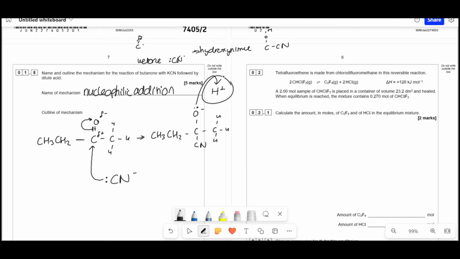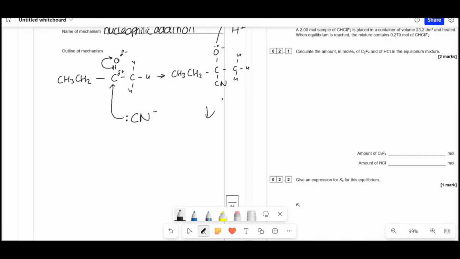And it makes sense where this H plus comes from, because acids are H pluses. When you add acid, you're adding H plus, and they've told you it's got dilute acid, so you are adding the H pluses through that. So then overall, the entire thing would be the product, which is just CH3, CH2, C, then COH, and then CN, and then the CH3 like that.